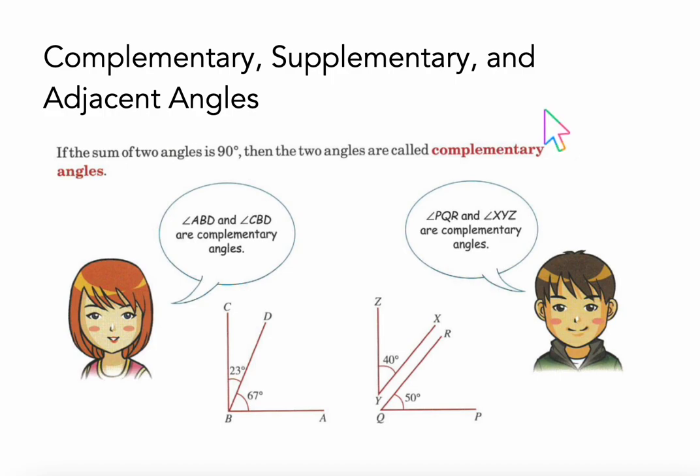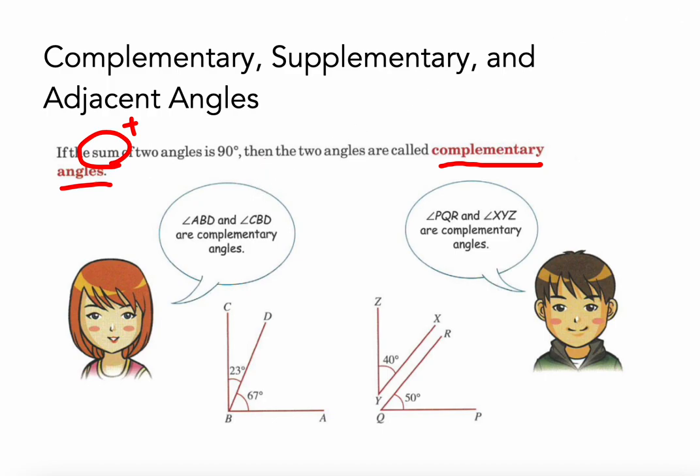Hi everyone. For today's lesson, we're going to talk about the relationship between pairs of angles, specifically what happens when you add two angles together. So first off, we're going to talk about complementary angles. This is an important vocabulary word that you need to put in your notebook. Complementary angles are two angles that add up to 90 degrees. So it's when the sum, which means to add, the sum of two angles is 90 degrees. They add up to 90 degrees.